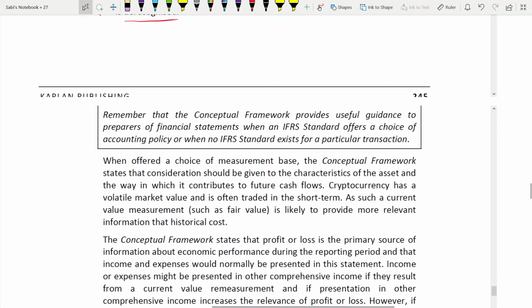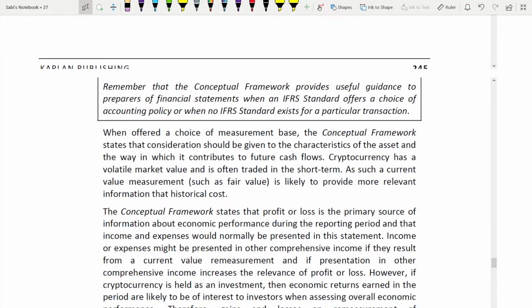Now, moving to the conceptual framework, we have to link to the conceptual framework, right? And the conceptual framework, when do we have to use it? When there is no IFRS standard that gives guidance. But here we have the standard IAS 38. It is related to cryptocurrency, right? So we have to refer this to the conceptual framework, because there is not a separate standard for cryptocurrency. We are just assuming that it's an intangible asset and hence using IAS 38.